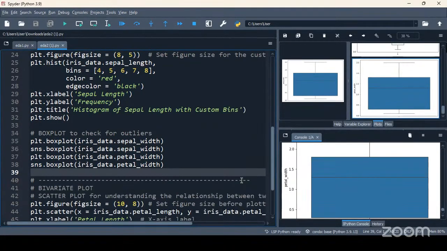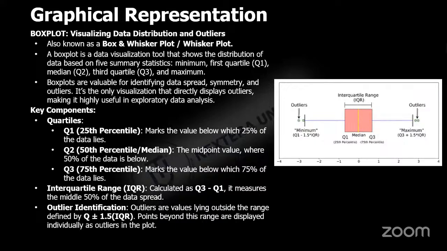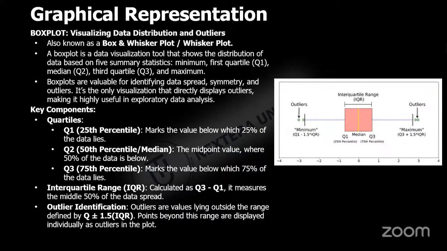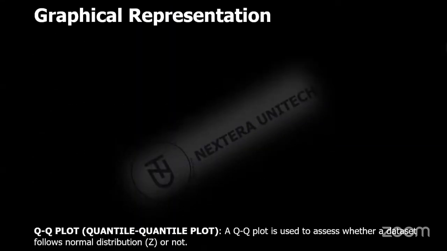Right. So far, we have understood only univariate plots. All the visualizations that we have discussed are univariate. Let us also discuss bivariate visualizations. We have bivariate visualizations. Okay, so let us understand these bivariate visualizations.